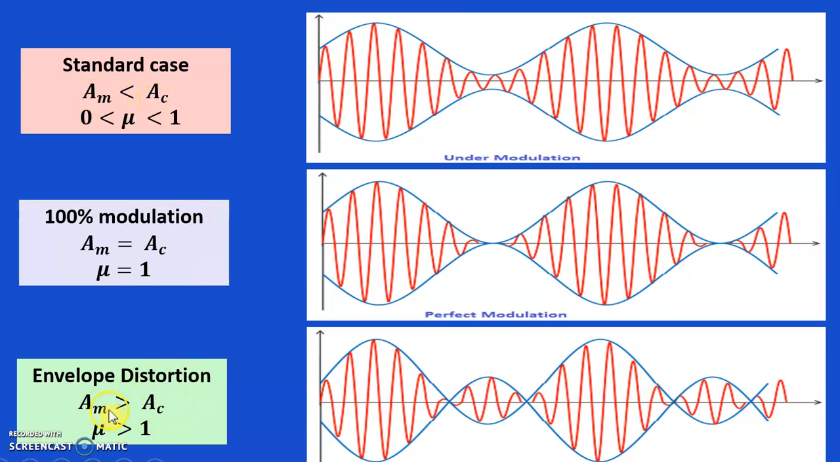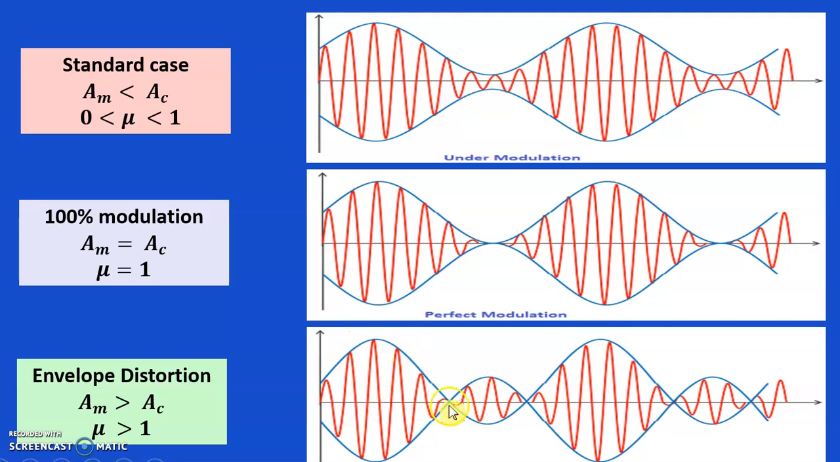But when AM is greater than AC, that means mu will be greater than 1, and in this case we will have distortions because of the phase reversal. The carrier signal will be reversed by 180 degrees, so a phase reversal will occur. This results in loss of information and distortions.